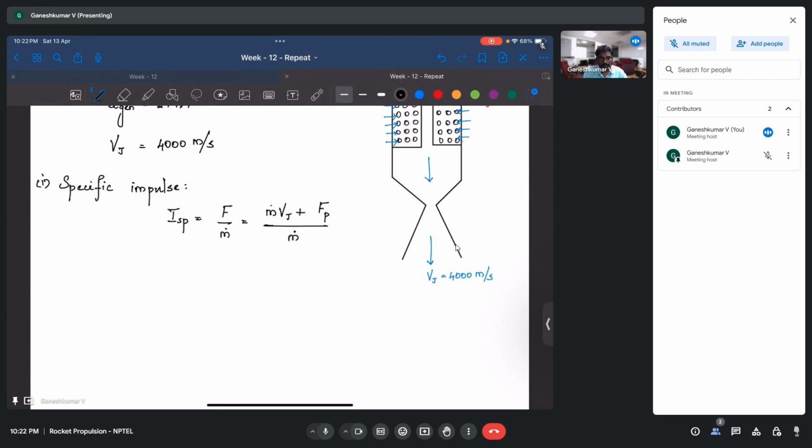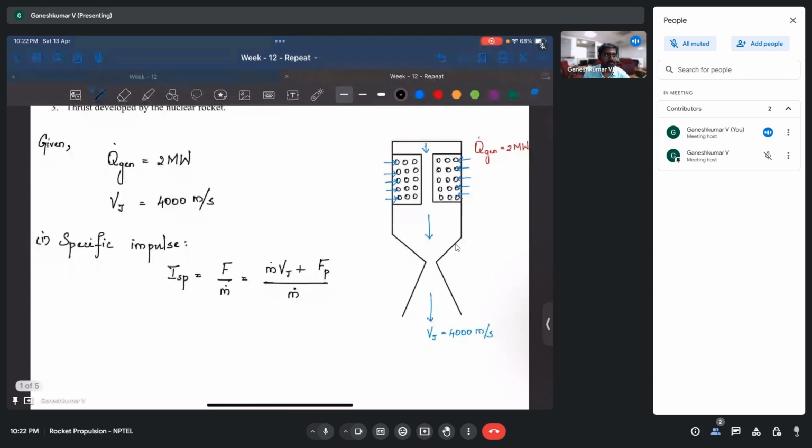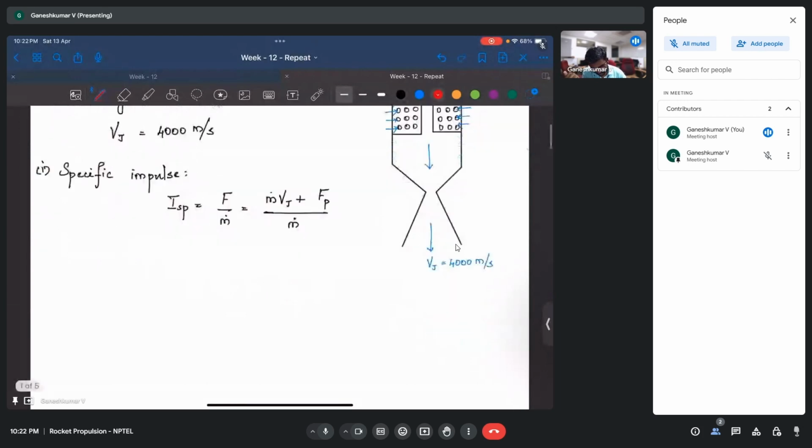Here in this question we have not been given anything about the pressure thrust. We have not been given the exit pressure or the ambient pressure, so it's actually not relevant, and we can just ignore this. If we do that, then we end up having m dot vj by m dot, which is simply vj, the jet velocity. So ISP here is actually the jet velocity, which is 4000 meters per second. This is fairly simple.